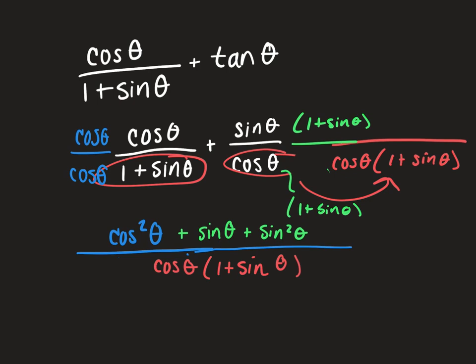Wait, how did that turn into 1? Yeah. All right. Sine times 1 is sine. Sine times sine is sine squared. Oh, okay, that makes way more sense.